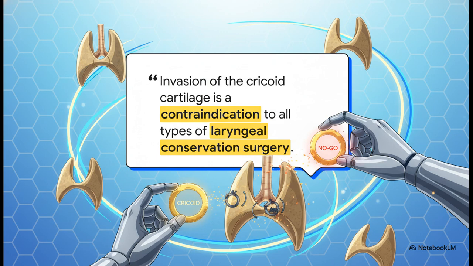Invasion of the cricoid cartilage is a contraindication to all types of laryngeal conservation surgery, all of them. And why is that? It's because the cricoid is the foundational ring of the entire larynx. It's the only complete ring. Without its stability, you just can't reconstruct the airway. It's a non-starter for the surgeons.